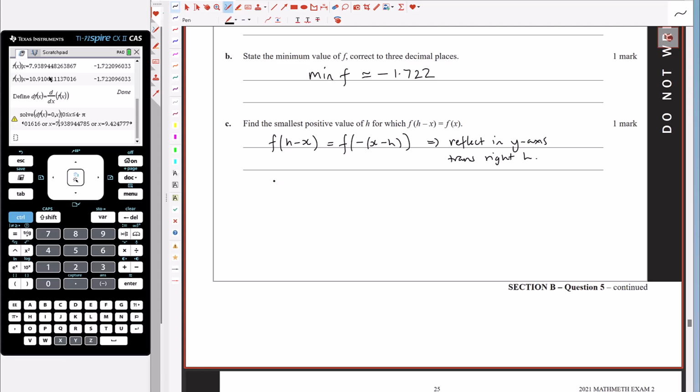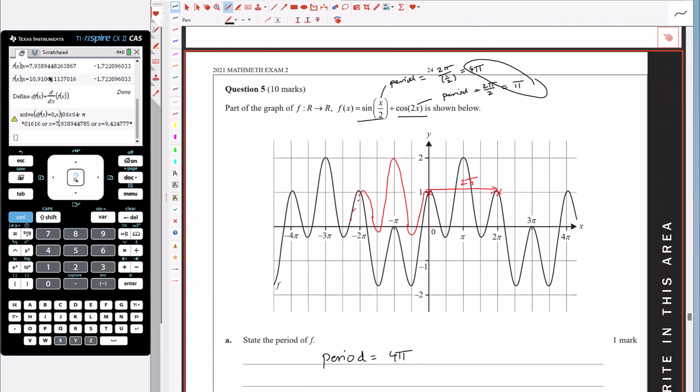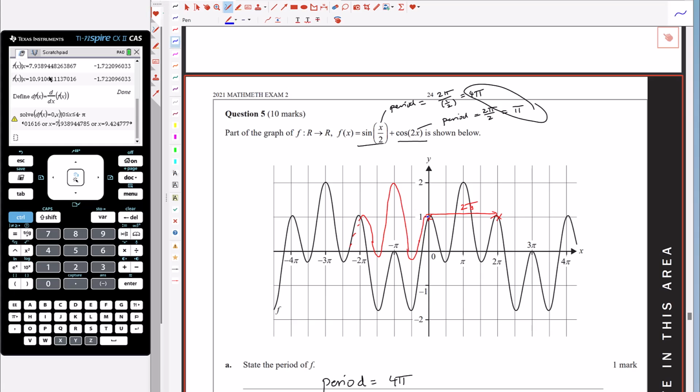Okay. So must translate right by 2 pi to return to original graph shape. And so that means that h is going to equal 2 pi. So obviously it was the smallest value of h, so it would also have been possible to translate to the right by 4 pi and produce the same graph. And again, I could do it by 6 pi or 8 pi, so the smallest value would be 2 pi.